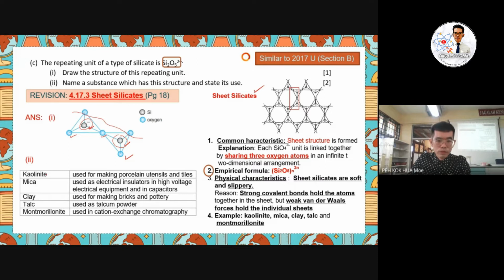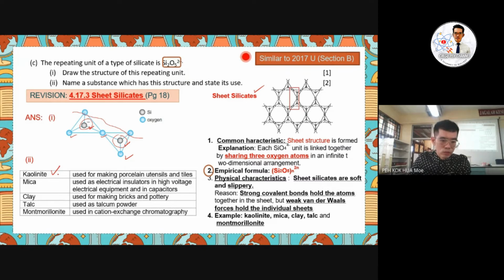Okay, so we have to give kaolinite, a substance which is under the sheet silicate. So here we have many answers, according to your notes. You can give kaolinite used for making porcelain, utensil and pipe. Mica used as electrical insulator in high voltage electrical equipment and in capacitor and others.